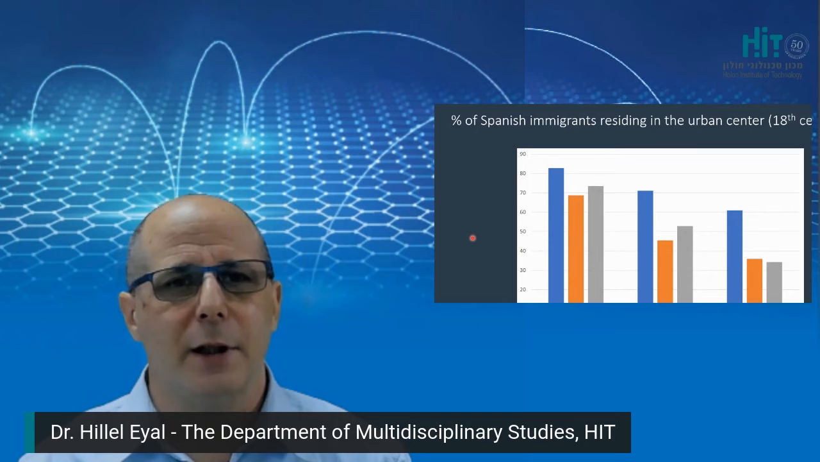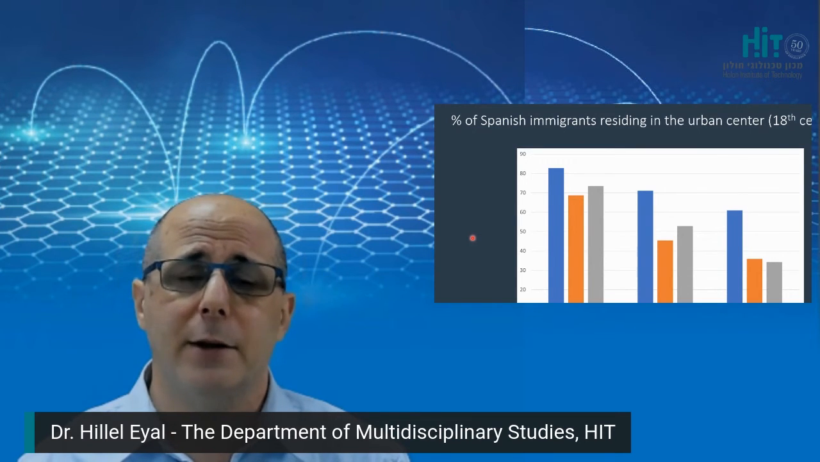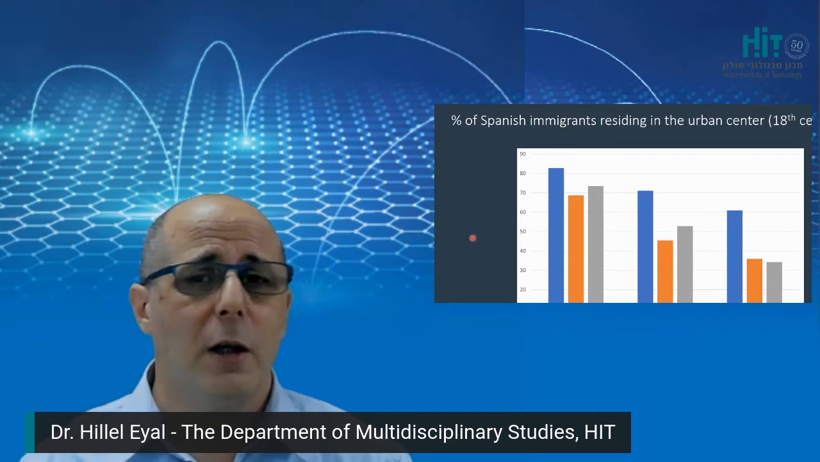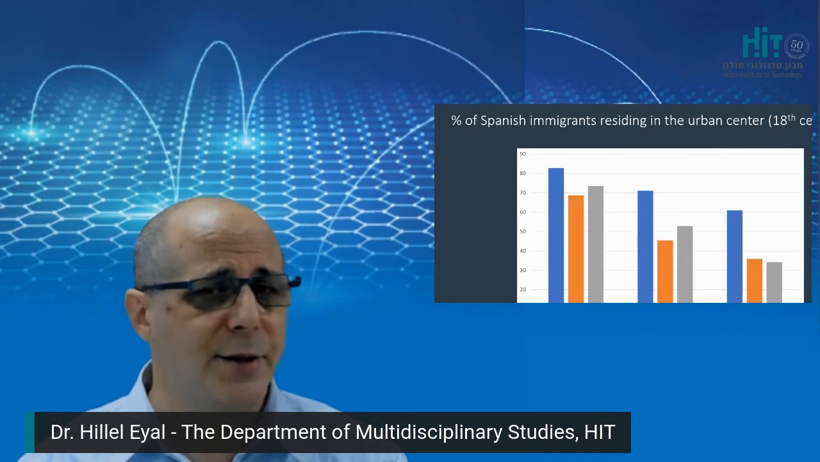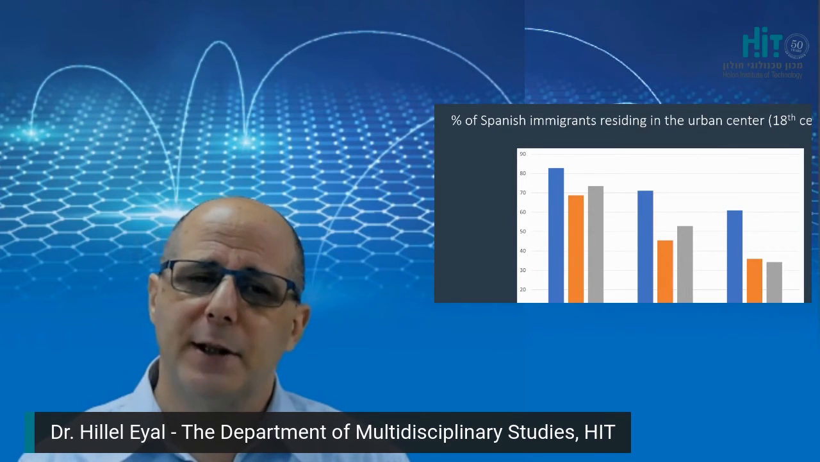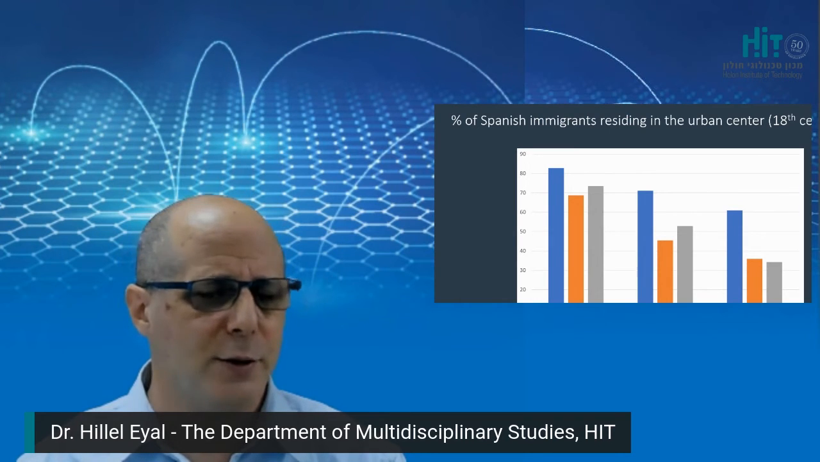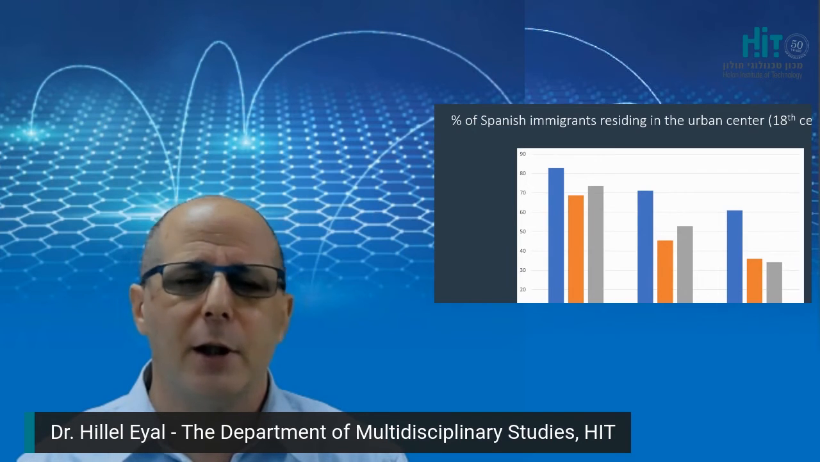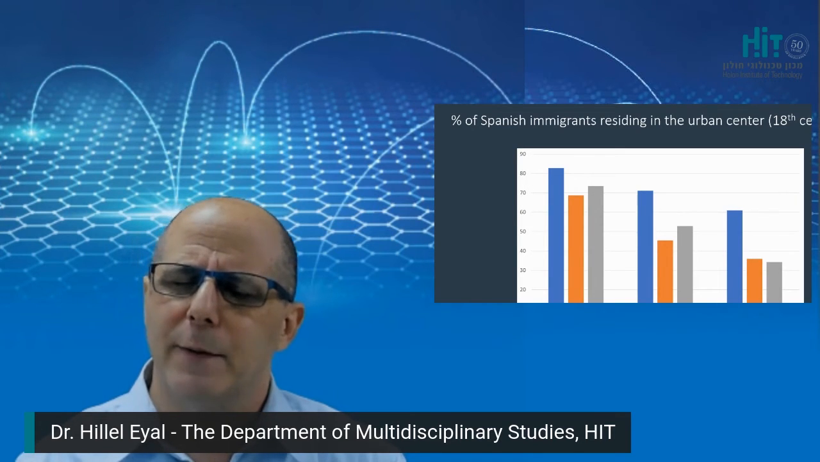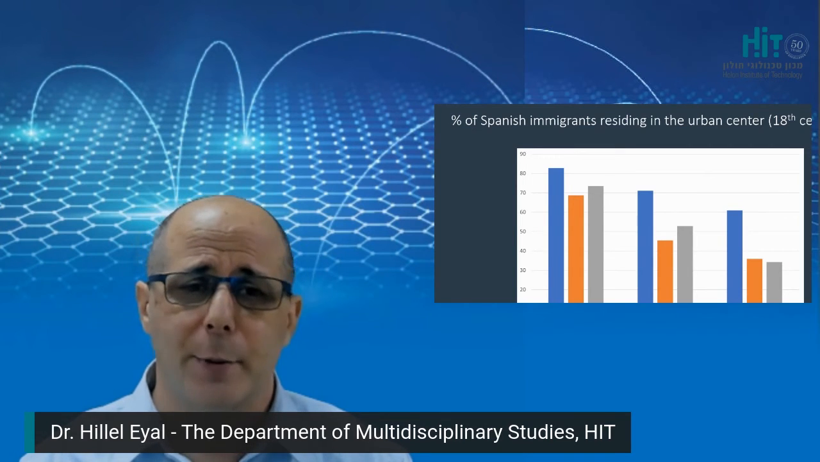Here we see the percentage of Spanish immigrants residing in the urban center of each of 3 cities, Mexico City, Buenos Aires, and Caracas. That is in the 18th century. And this is collected from, once again, marriage records. It should be noted that we're talking about male immigrants only, because male immigrants formed 90% of the entire flow from Spain to Spanish America.